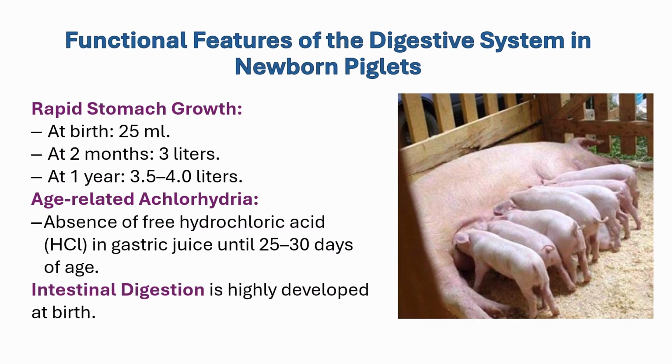While the stomach is still maturing, intestinal digestion is already highly developed at birth. This allows the piglet to efficiently process the complex nutrients found in colostrum and milk immediately after the first feeding.